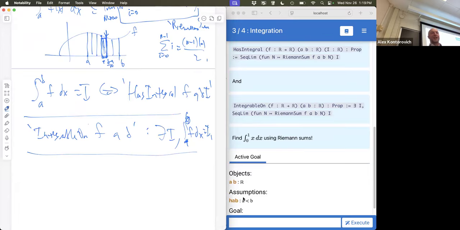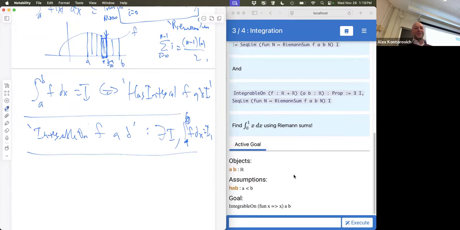It says 0 to 1, but it's actually nicer if you do it from a to b instead of 0 to 1, so you don't have to keep casting 0 into the reals. It knows that a and b are real numbers. So theorem: a and b are real numbers, and we have a hypothesis, hab, that a is strictly less than b. And the theorem says integrable on, which means you have to figure out what the integral is. The function that sends x to x, this is called the identity function, from a to b.